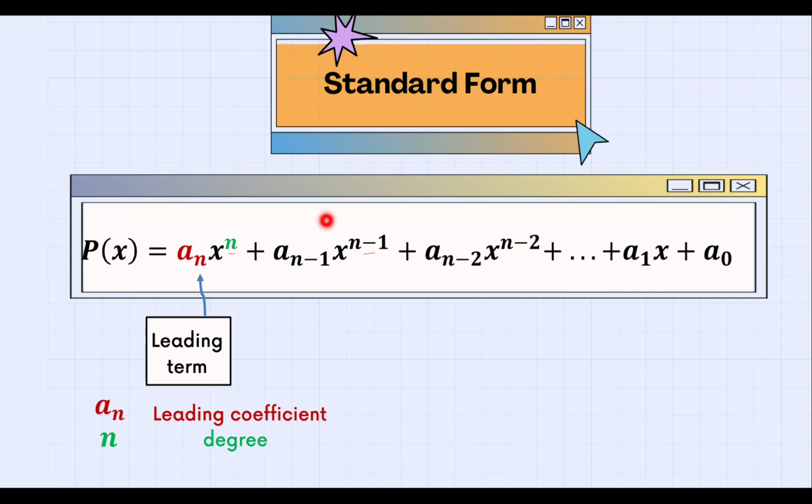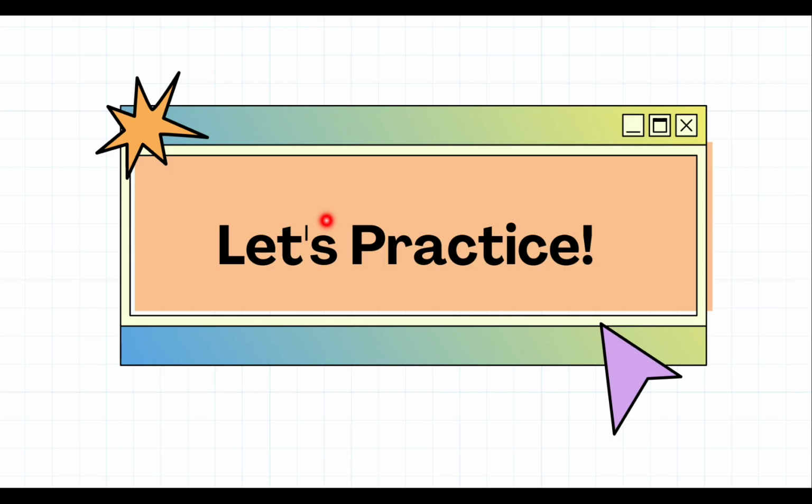Then we have another term to remember here. What is a sub 0? A sub 0 here is the one without a variable. Since it has no variable, it is the constant in the polynomial. So don't forget these terms because we will keep on using them as we move along. Let's practice.